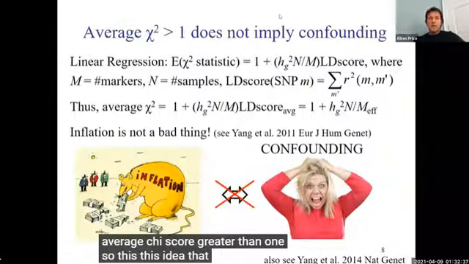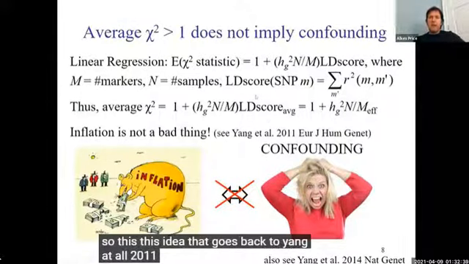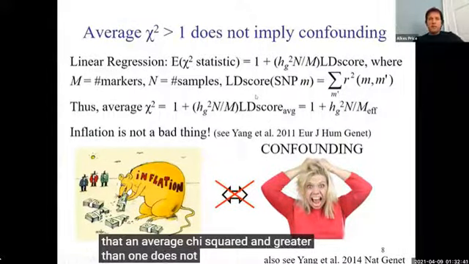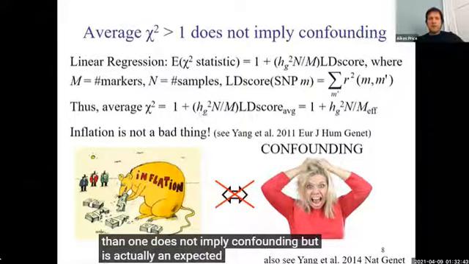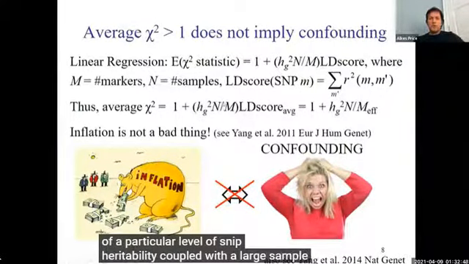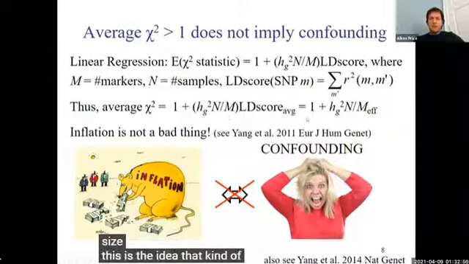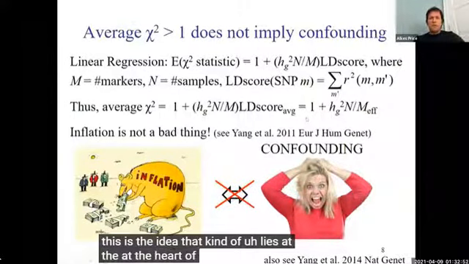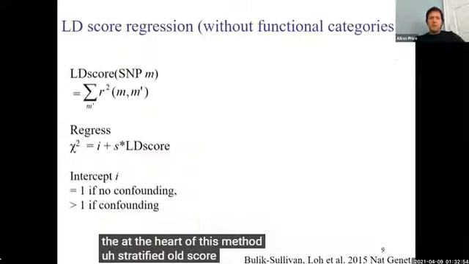So this idea that goes back to Yang et al. 2011, that an average chi-squared greater than 1 does not imply confounding, but is actually an expected consequence of a particular level of SNP heritability coupled with a large sample size. This is the idea that lies at the heart of this method, stratified LD score regression.